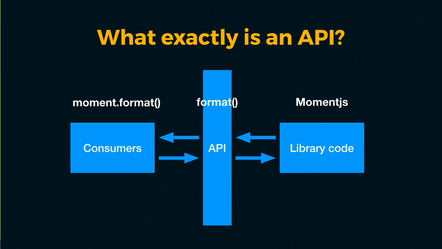To give you an example, everyone has used Moment.js and decided not to use it later. So Moment.js is a library code. .format is an API which people can use. You pass any parameters on how you want to format, and you get the response back. So all in all, this is probably how an API could look.